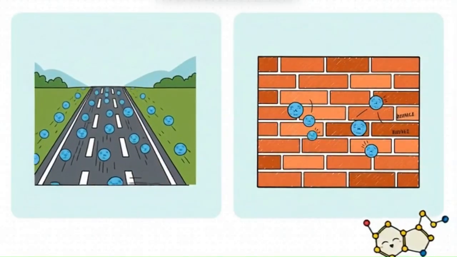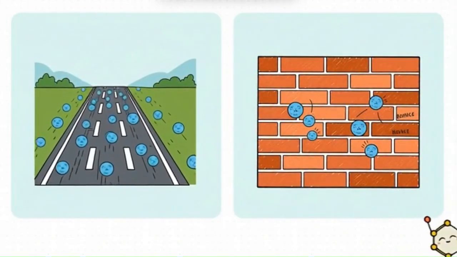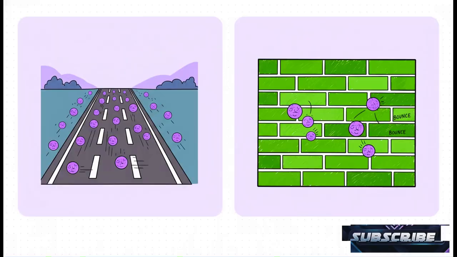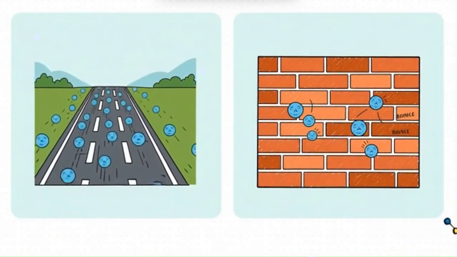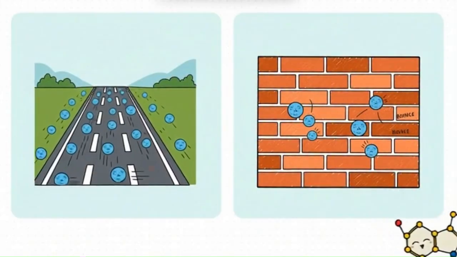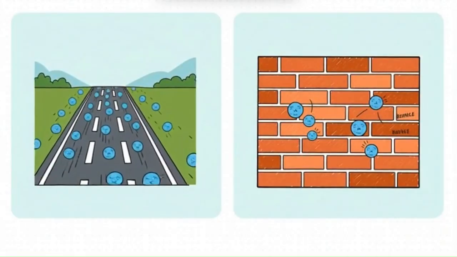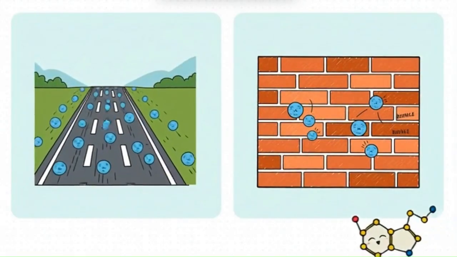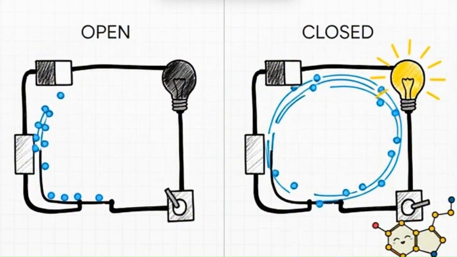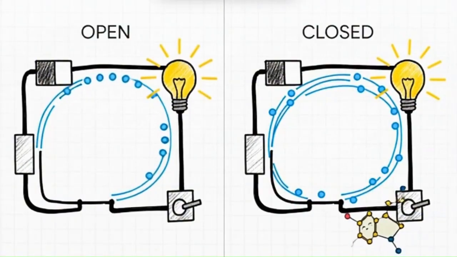Some materials, like copper and other metals, are like wide open superhighways where electrons can just zoom along. We call those conductors. Other materials, though, like the rubber or plastic coating on a wire, are like a total dead end, a brick wall. We call those insulators. And here's maybe the most important rule of all. For electricity to work continuously, it needs a complete, unbroken loop to travel through. This is called a circuit.